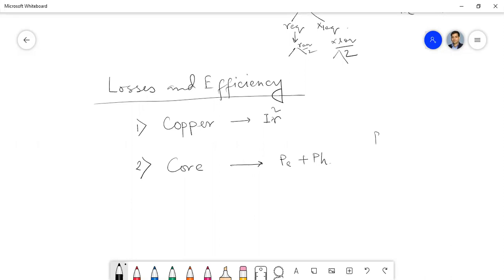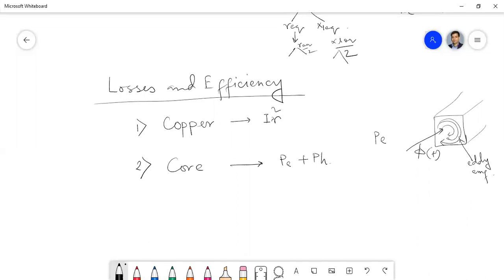Now, what is eddy current loss? We all know that whenever there is a time varying flux passing through a core, then EMF is induced in the form of eddies. So these are called the eddy EMF.